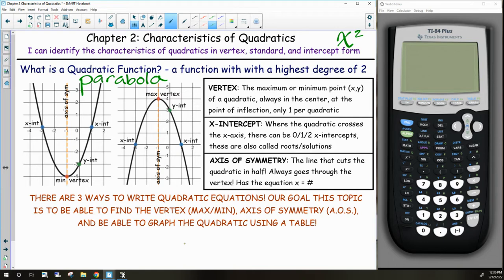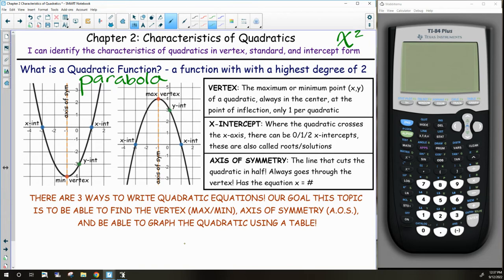The parabola is a word that describes the shape. This shape is called a parabola. The equation is called a quadratic. Okay? So if you hear me say quadratic and parabola, they're interchangeable, but I'm just talking about the graph. So there are 3 things that are super important that we leave today knowing what they are and where they are and how to find them.